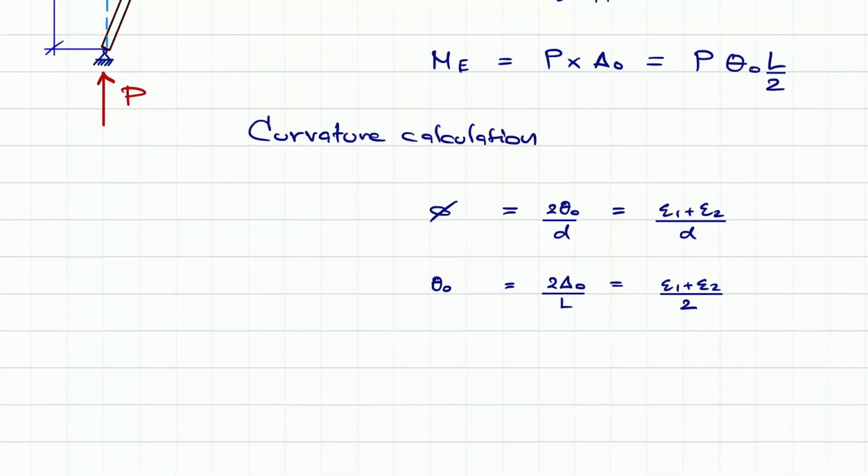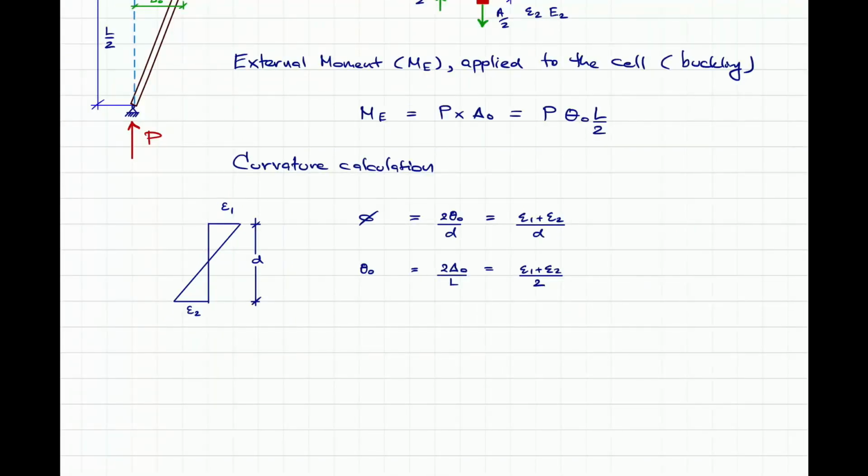I am going to show epsilon 1, epsilon 2. This is the depth. And then your delta naught is equal to L over 4 times epsilon.